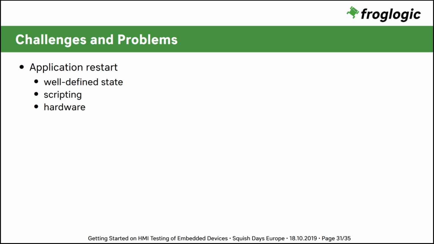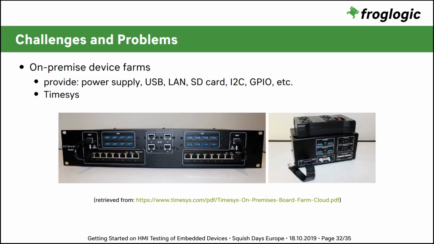It could also be that there are some hidden features in the application UI which you can use to, for example, restart the device itself, and then once the device is back, you know that your application is in its initial state. For such things, you can also use your own hardware. You can develop some additional hardware for that, but you can also use something called on-premise device farms.